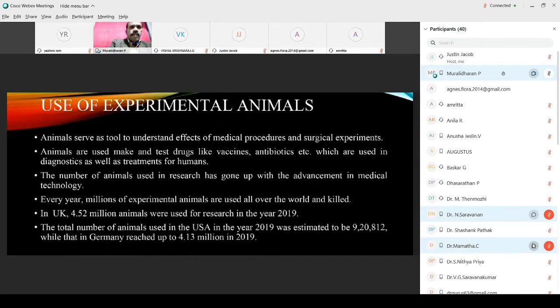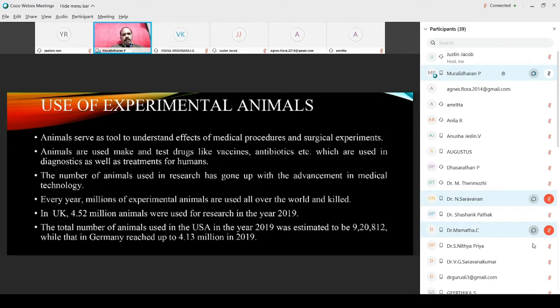We'll generally see what is the use of these experimental animals. These animals serve as a tool to understand the effectiveness of medical procedures and surgical experiments. Animals are used to test drugs, or to make drugs like vaccines, antibiotics, etc., which are used in diagnostics as well as treatment for humans. The number of animals used in research has gone up with the advancement in medical technology. So every year, millions of experimental animals are being used all over the world and killed.